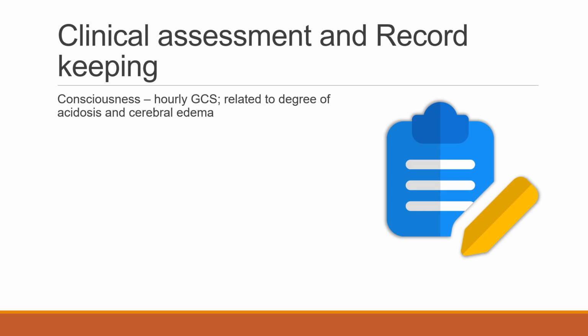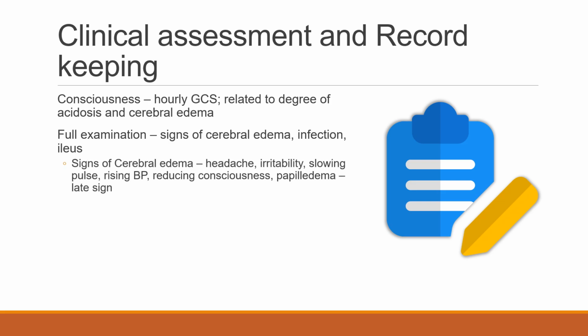So we have to keep a clinical assessment and record of consciousness, where we have to monitor the hourly GCS, that is Glasgow Coma Scale. It has to be related to the degree of acidosis and cerebral edema. We have to do the full examination so that we can find the signs of cerebral edema, infection and ileus. What are the signs of cerebral edema? Headache, irritability, slowing of the pulse, rising blood pressure, reducing consciousness and papilledema. Those are the late signs. We'll discuss this in detail later.